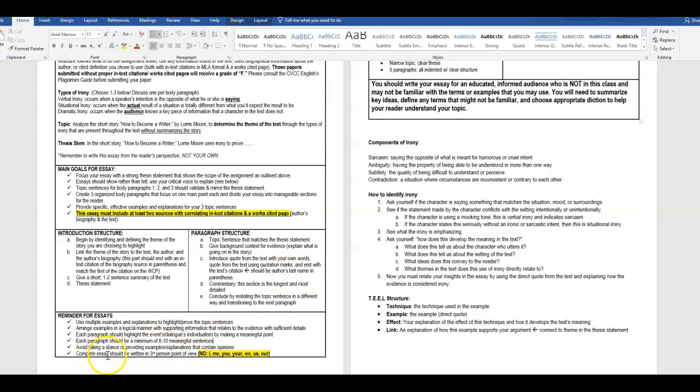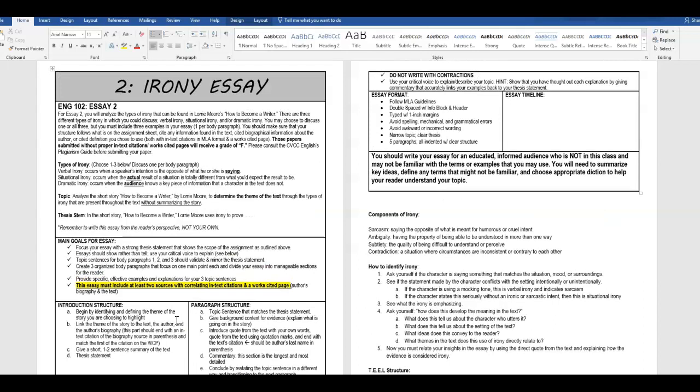The complete essay should be written in third-person point of view. It should also be in present tense. Do not write in past tense. You're reading this text today, so everything's happening right now. It's not happening in the past. Okay? Again, don't write with contractions. You should always follow MLA guidelines. The paper should be double-spaced with an info block and header. It should be typed with 1-inch margins, indent all your paragraphs, avoid spelling, mechanical and grammatical errors, etc., etc.